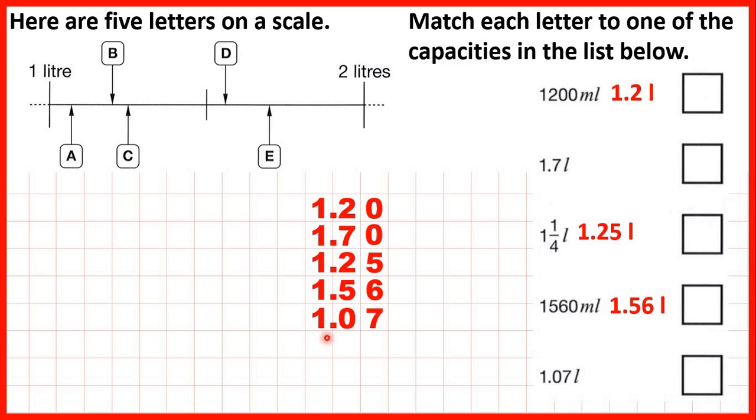So now we can see that 1.07 is our smallest number, so that must be the point marked at A. Then our next smallest is 1.20 or 1.2, so that will be B. Then we have 1.25 or 1¼ so that's C. Then it's 1.56, so that's 1,560 millilitres marked at D, and then 1.7 will be marked at E, because that's our largest value.